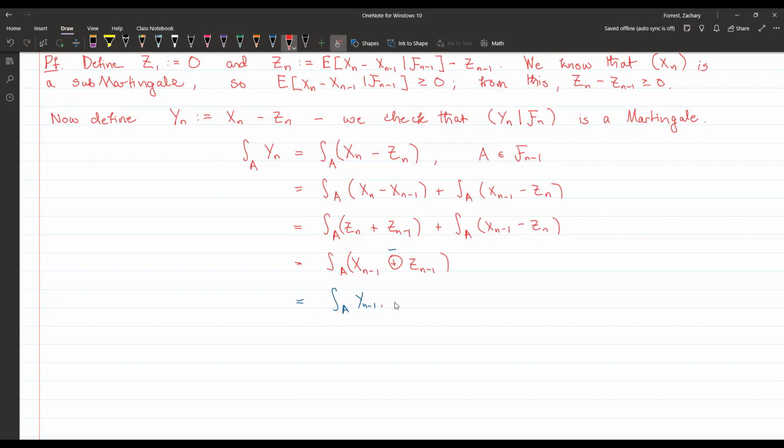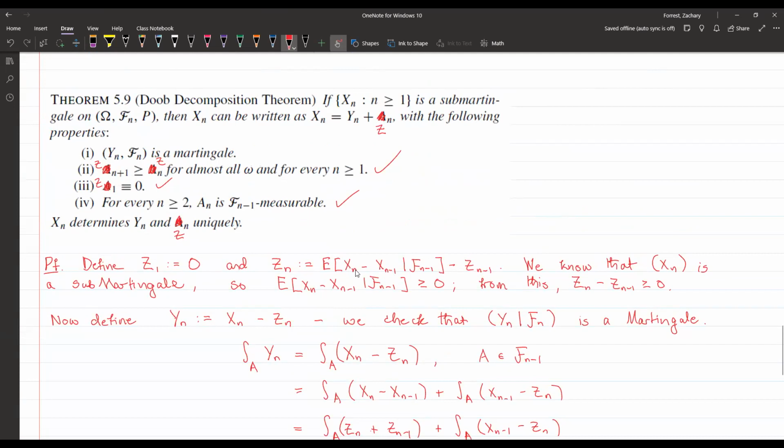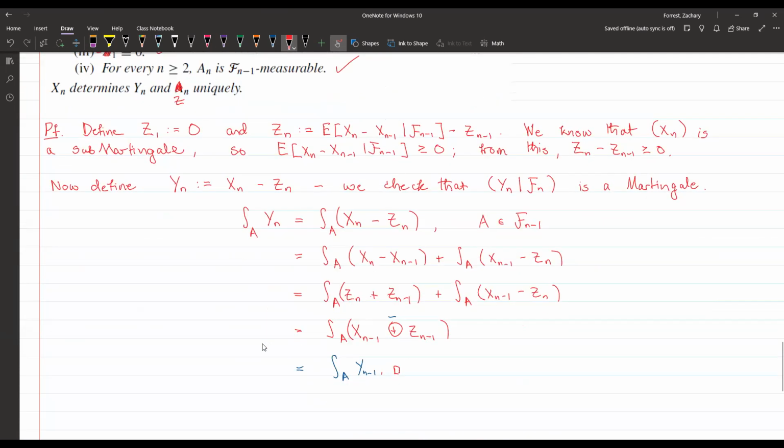All right. With this done, we have everything we need. We've defined Zn effectively. It is growing. It is equal to 0 for Z1. It is Fn minus 1 measurable. We have shown that Xn is equal to Yn plus Zn. And because of the way that we've done things, because of our definitions, we've ended up with something that is uniquely determined once we have Xn, with maybe the only caveat to that being it might be uniquely determined up to a set of probability measure 0.